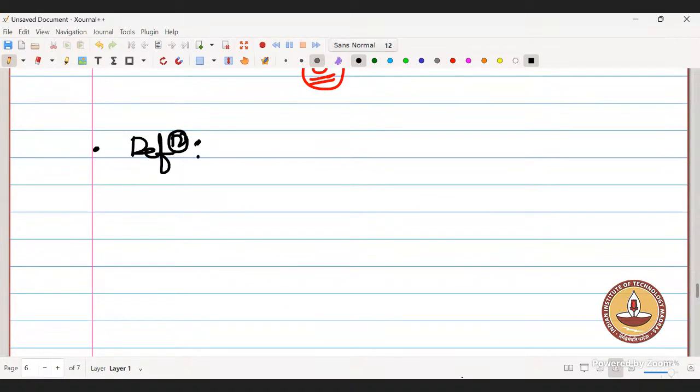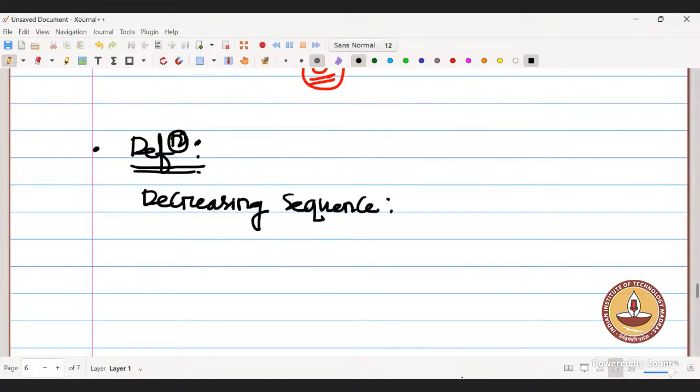Tell me the definition of, let's say, a decreasing sequence. If a_{n+1} is greater than or equal to a_n, where all elements n belong to the natural numbers. So this is a decreasing sequence, do you think? No, sir, increasing. Yeah, this is increasing, right?